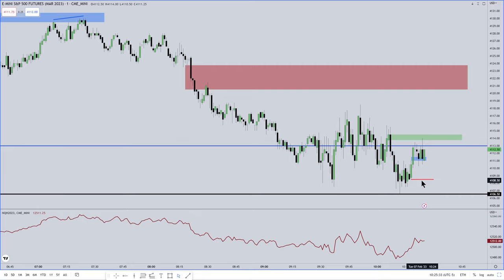See, I would want to see that guy go down to the consequent encroachment. This gap right here needs to really tear off and take out these highs. These are relatively equal. And if it does go above that, it needs to rip through it, not go above it and come back down in. So look at this right here, and this will hopefully be the last one we talk about.